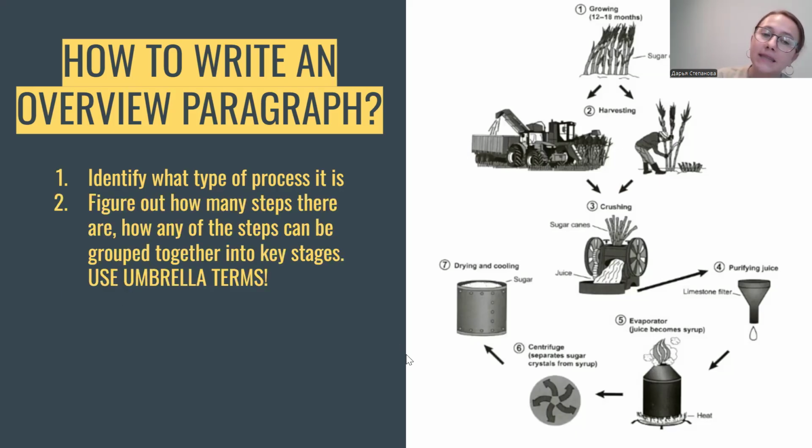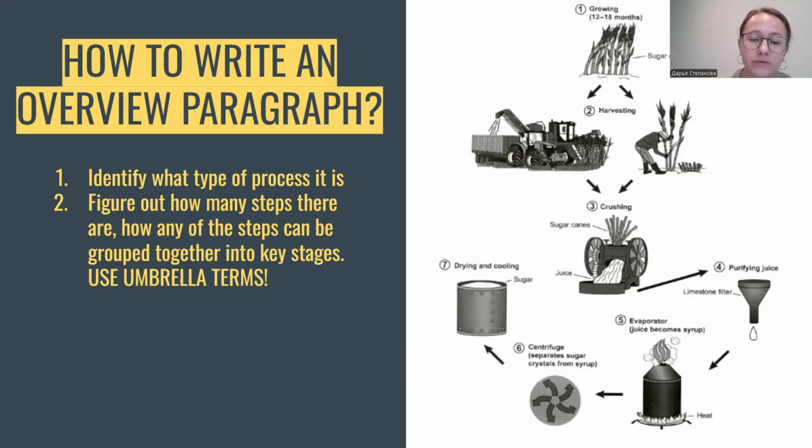And then the next one is to figure out how many steps there are and how any of the steps can be grouped together into key stages. Use umbrella terms. Because remember, for the overall, if you just mention the first and the second steps, that's not enough, because there is no clear picture of what is going on in the process. And when you just list every single step of your chart, this is also not okay.